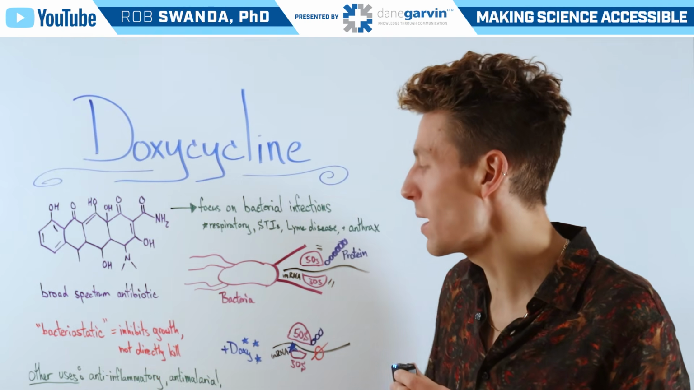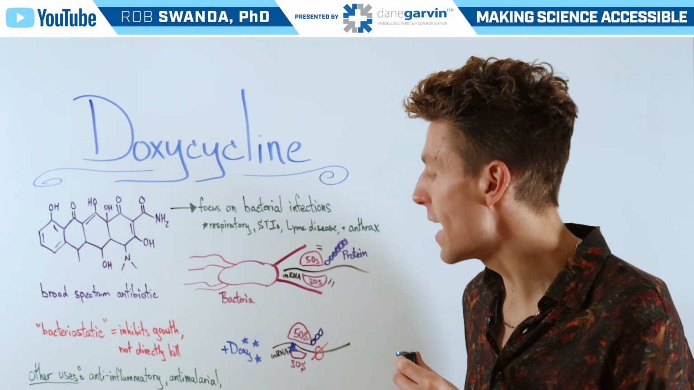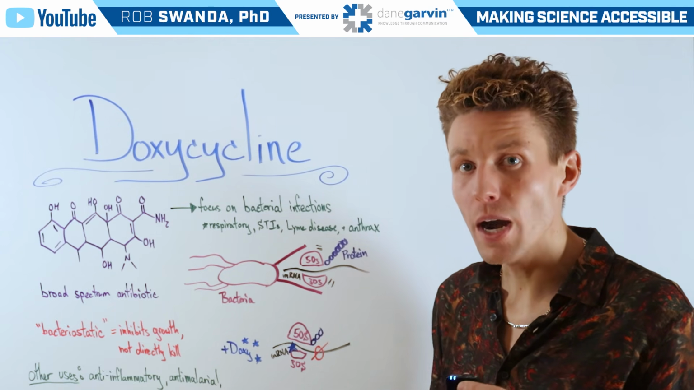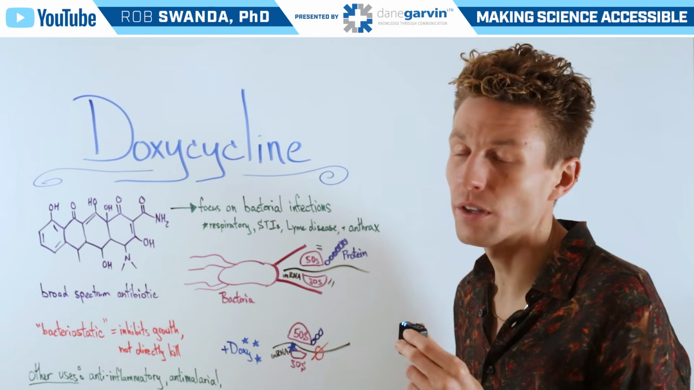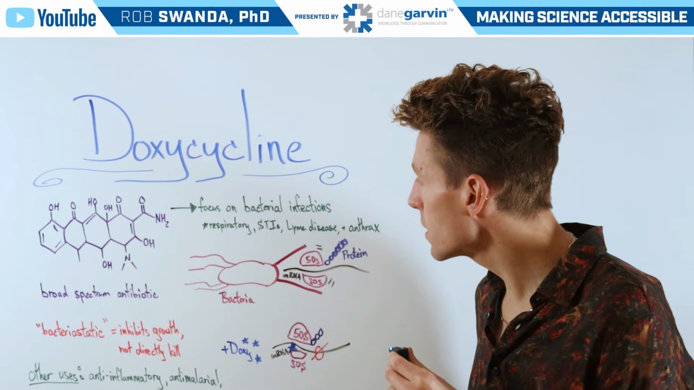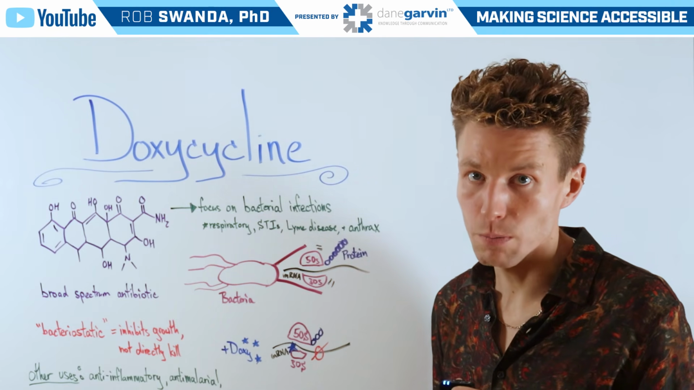It also has some other uses, such as being used in anti-inflammatory conditions, as an anti-malarial, as well as for treating acne. But the primary mechanism that we're focusing on in this video is for bacterial infections, and that can be respiratory infections, sexually transmitted infections, for Lyme disease, as well as for an anthrax exposure.